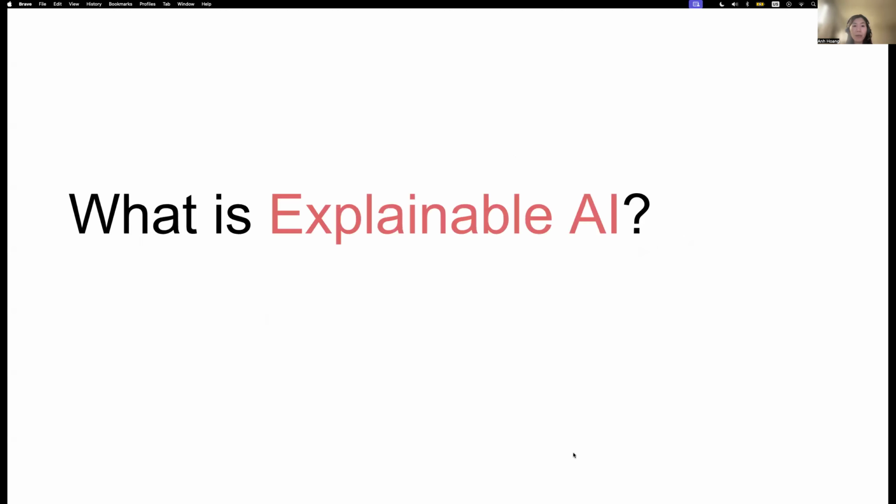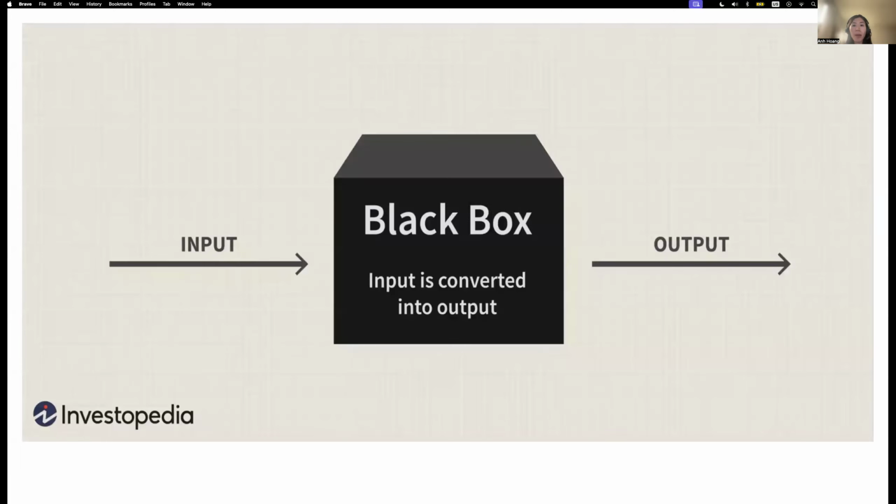XAI or explainable AI means making AI decisions easier to understand. Many models act like black boxes. We get an answer, but don't know why. XAI helps us open that box and see what is going on. Now let's take a look at how this actually works in practice.